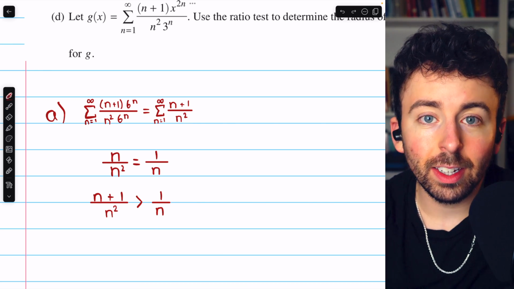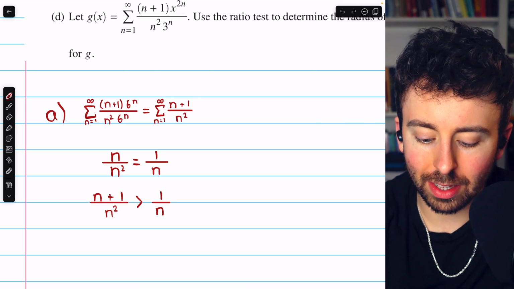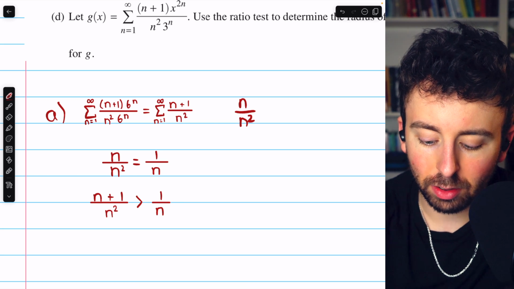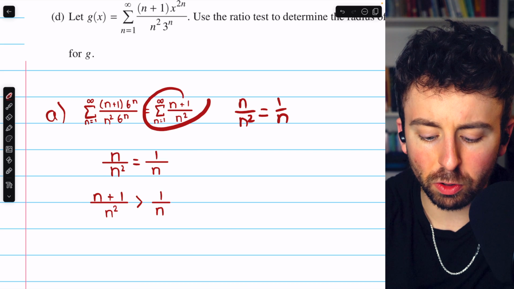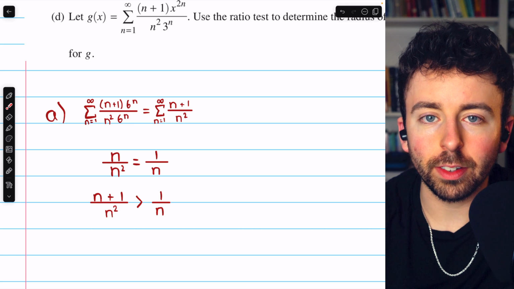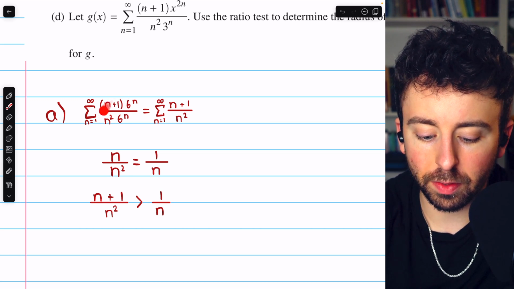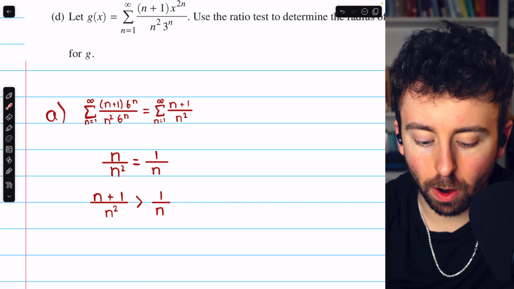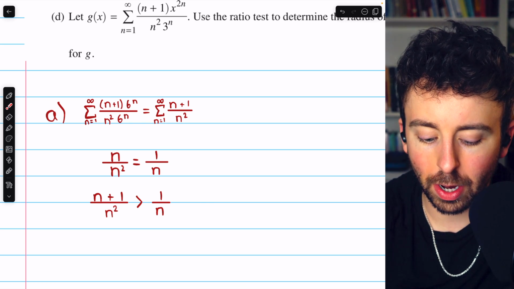n squared. This is a great candidate for the comparison test, because n plus 1 in the numerator, well, that might as well just be n, and the denominator's n squared, so factors of n would cancel out, and we'd have 1 over n. So it seems like we should try comparing this to the harmonic series. Of course, the harmonic series diverges, so we could only use the comparison test to actually get a conclusion if the terms of this series are bigger than the terms of the harmonic series, and in fact they are, because certainly n over n squared is equal to 1 over n.